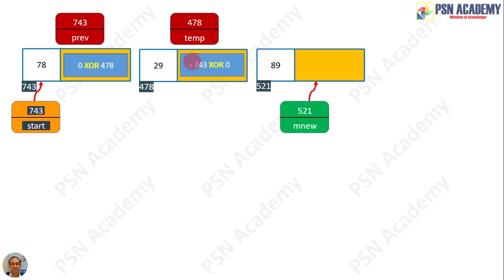Now you update this XORed value here. This 743 will be XORed with the mnew's value. So you write like this, 743 XOR mnew. Now where will you get this 743 from? You will get it from prev. So you need this prev here, which will be following temp. That means wherever temp goes, prev will be one node behind temp. And you update this one, that is the previous node is temp, and the next node is 0, that is null. So XOR it and store the XORed value over here. So in this way, you can create a doubly linked list by using XOR.